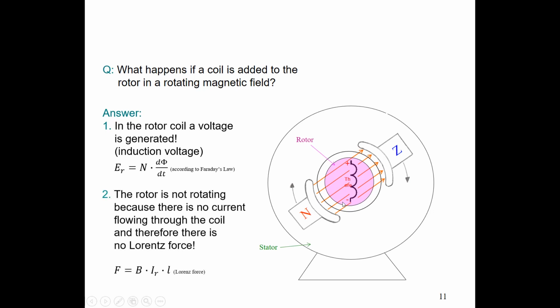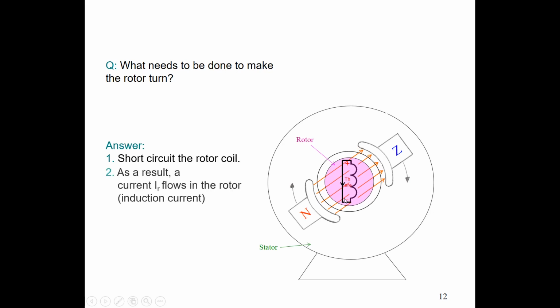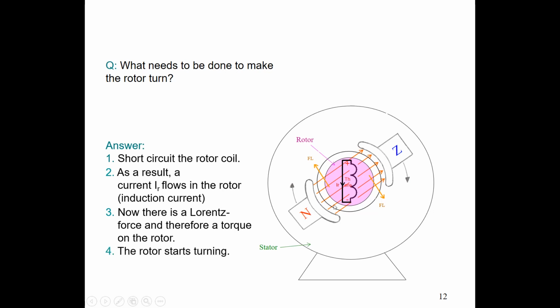But in this situation a current can't flow because this is an interrupted coil over here. So what we need is a short circuit in that coil. When we short circuit it, a short circuit current can flow, and due to these currents Lorentz forces are generated, and therefore a torque will be generated on the rotor, so the rotor starts rotating.